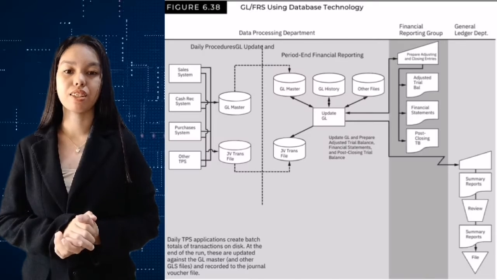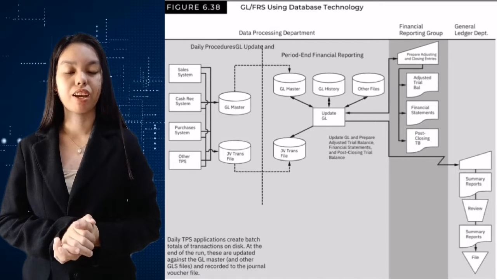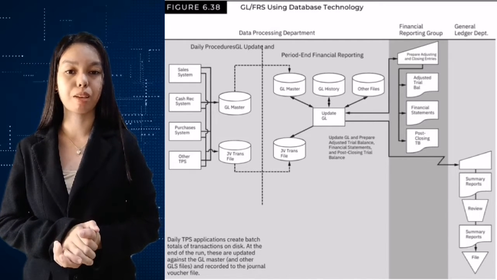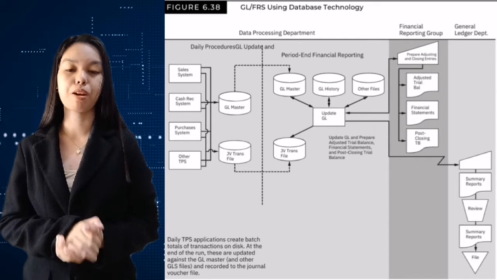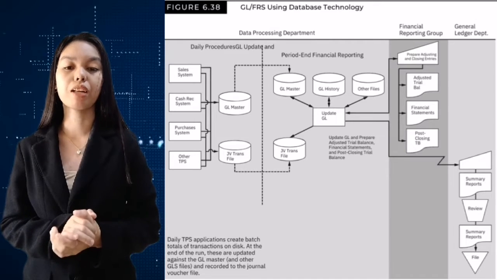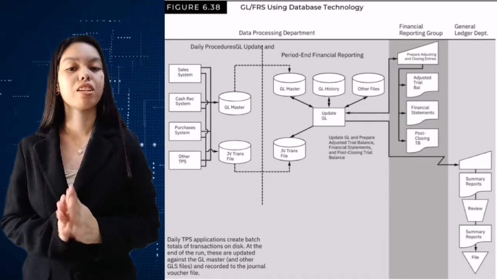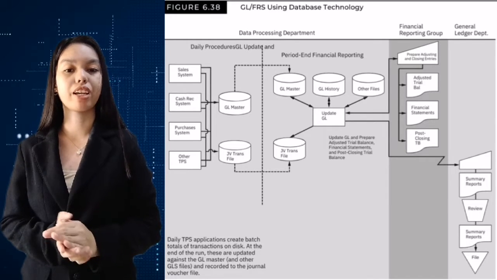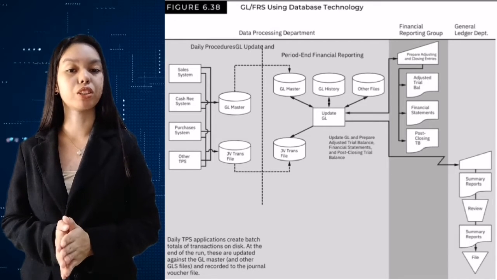General ledger and financial reporting system using database technology. As you can see in figure 6.38, in the data processing department, the daily transaction processing system applications such as sales system, cash receipt system, purchases system, and other transaction processing systems create batch totals of transactions. At the end of the run, these are processed by an update program against the general ledger master and recorded to the journal voucher file.